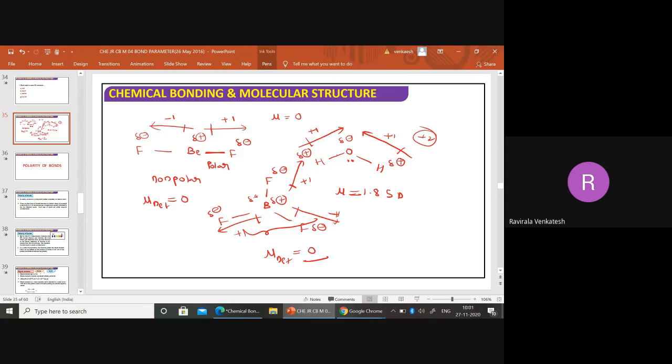So polar bonds are there. I can say BF3 and beryllium fluoride both have polar bonds. But the net dipole moment cancels and gives 0. Water has 1.85 D, whereas BF3 and BeF2 have 0 dipole moment. Okay, this is about some examples I have taken.